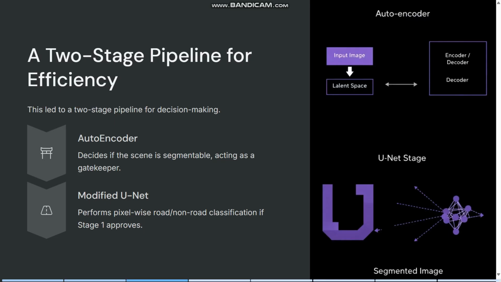And the second layer of the model is what takes care of the actual pixel level classification, telling the image which part of it is the road and which part of it isn't. And that was done using a modified U-Net.